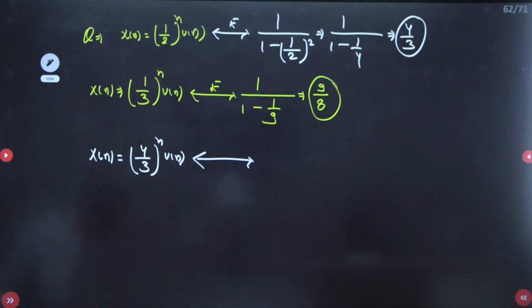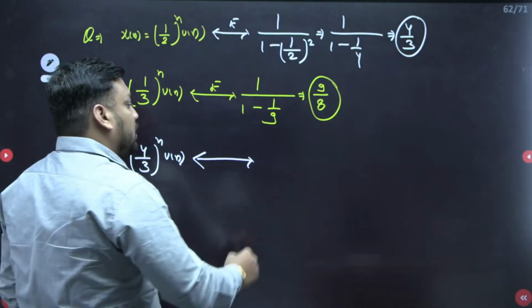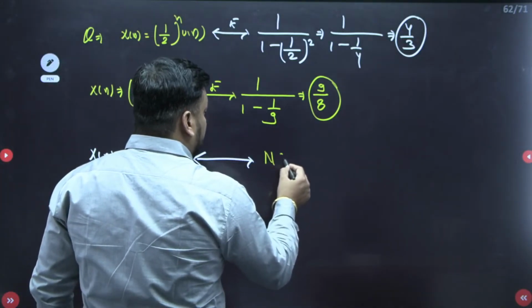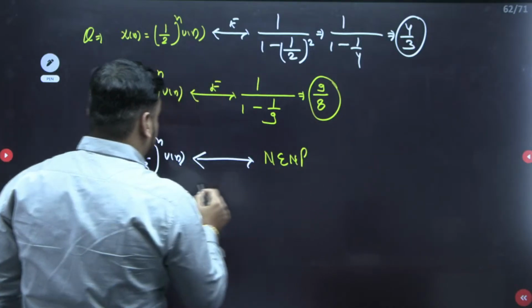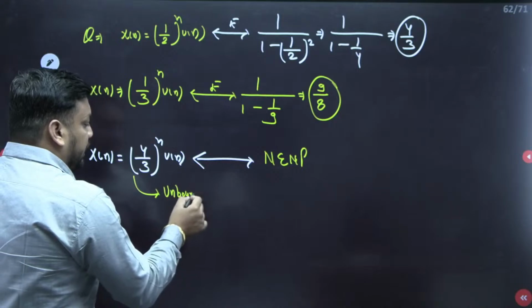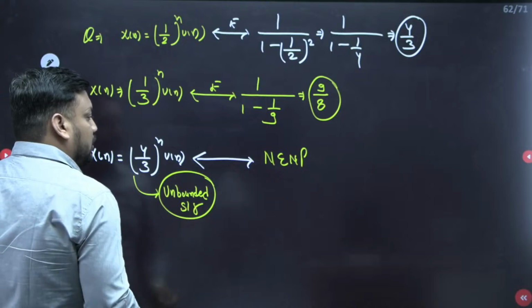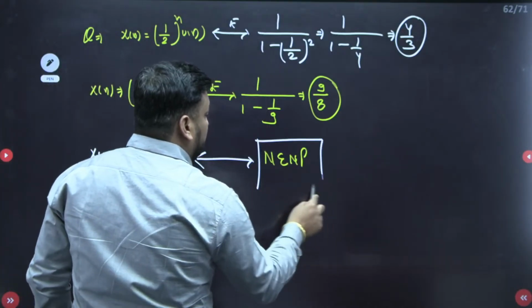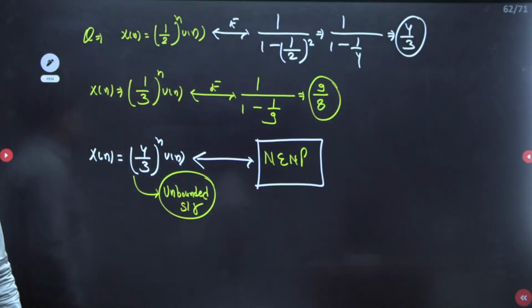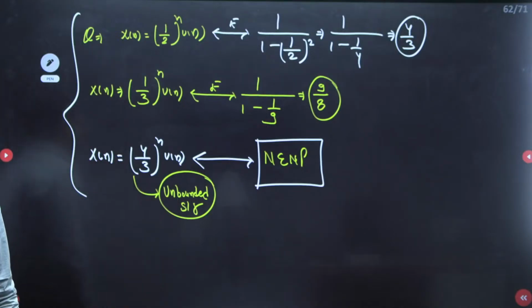Shabash, shabash. Because here 4 by 3 is greater than 1, sir, it is an unbounded signal, sir. So it is a NENP signal, sir. Because it is an unbounded signal, it is an exponentially growing signal. Because of the unbounded signal, we can't find energy and power, so it is a NENP signal. बोलो है ना बेटा, yes. Shall we go for the next now?